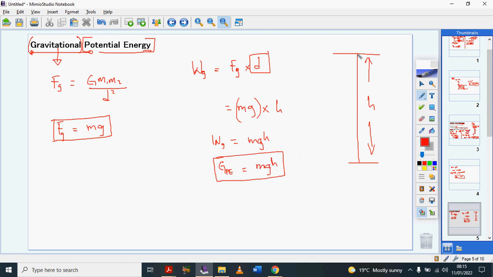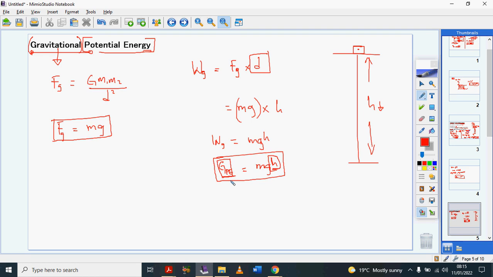Obviously, when an object falls from here, as it's falling, initially it was at rest and had gravitational potential energy. But as it's falling, this height is decreasing, and I hope you can see here, as the height decreases, it is losing potential energy. So gravitational potential energy is one of the conservative forces because it stores energy.